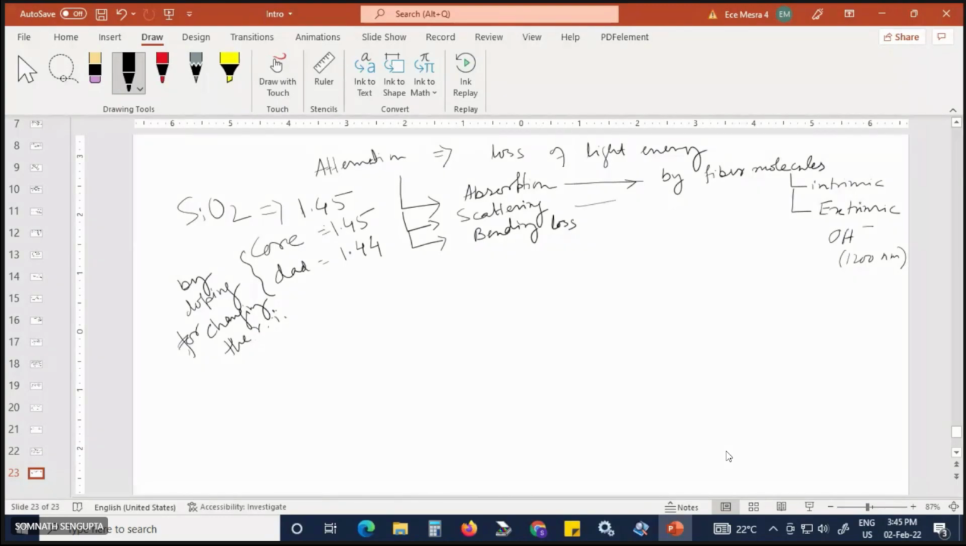Now scattering is what? Since it is an amorphous medium, that means it is non-crystalline, somewhere there is change of refractive index. The refractive index is not uniform. So that makes what? Non-uniform refractive index.